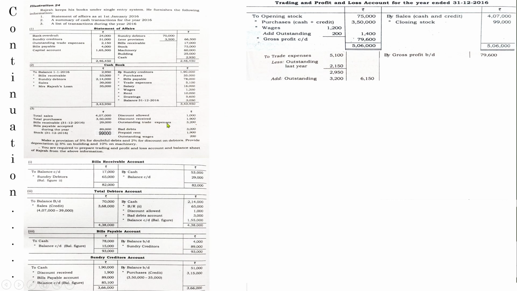Here outstanding trade expenses 3,200. There is no information regarding the date, that is whether it is a closing date or anything else. Since it is not given, we can assume that it is the outstanding during the year, so we need to add that amount. So show the net amount here.